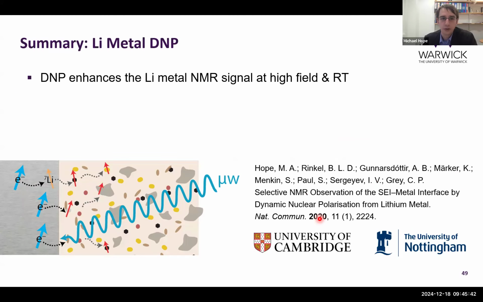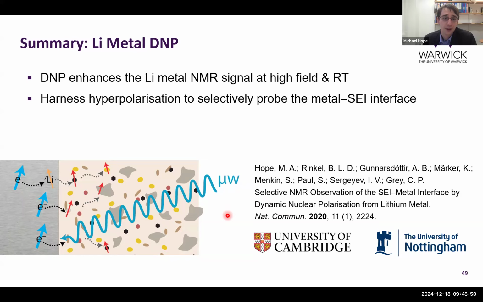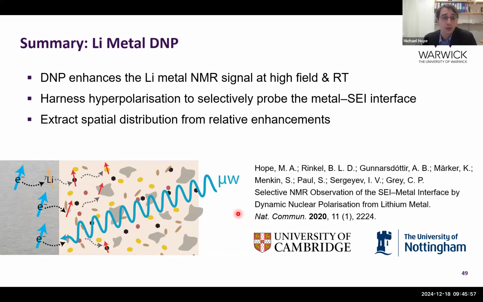Okay, so to sum up that final story, we can use DNP to enhance lithium metal, and the progress we've made in 70 years is that we can now do this at high field. We can harness that hyperpolarization to selectively probe the metal SEI interface. We can extract the spatial distribution from the relative enhancements. And in particular, we see this lithium fluoride, which is close to the metal surface. And we think that is of relevance to understanding the electrochemical properties.